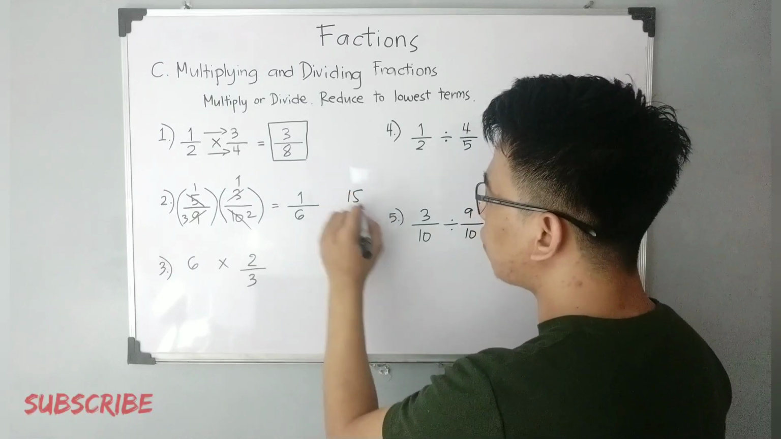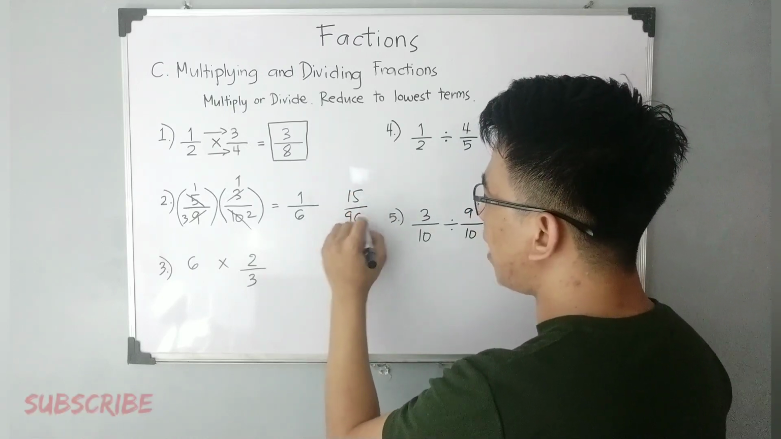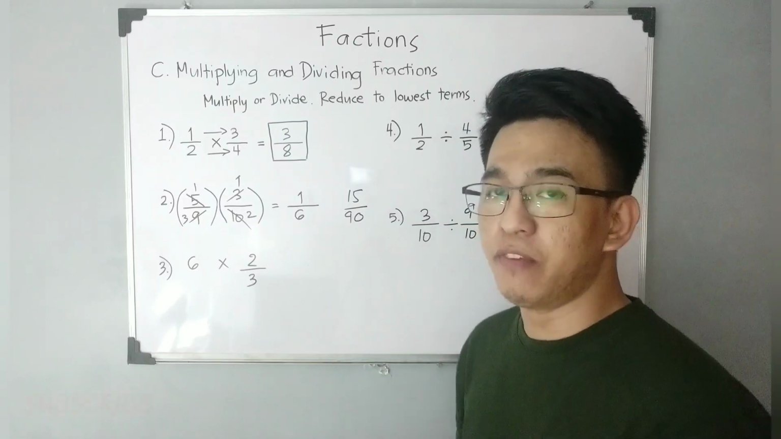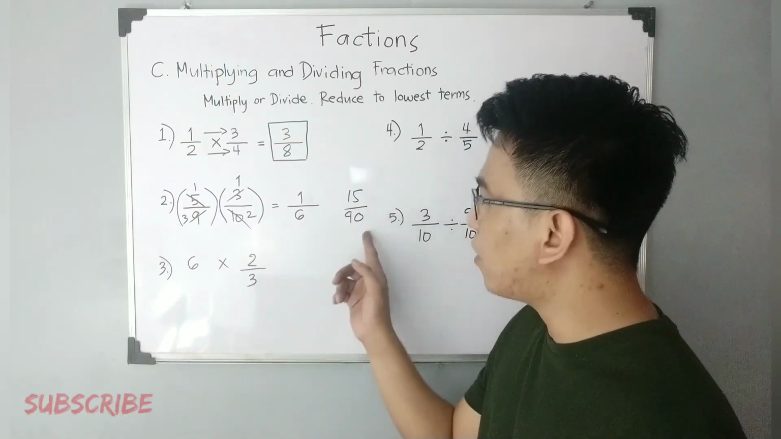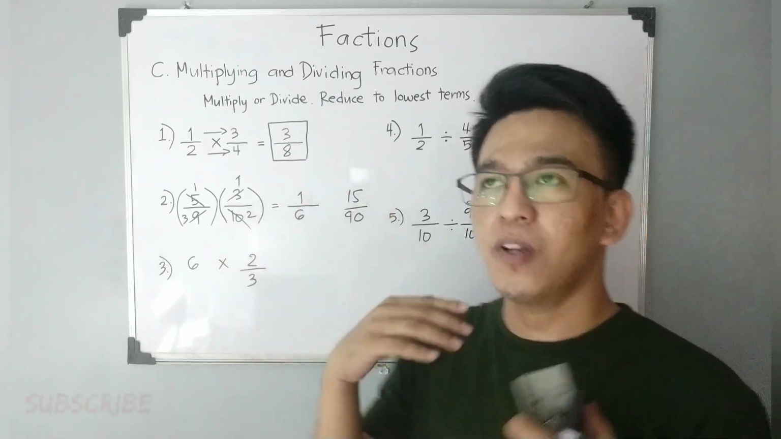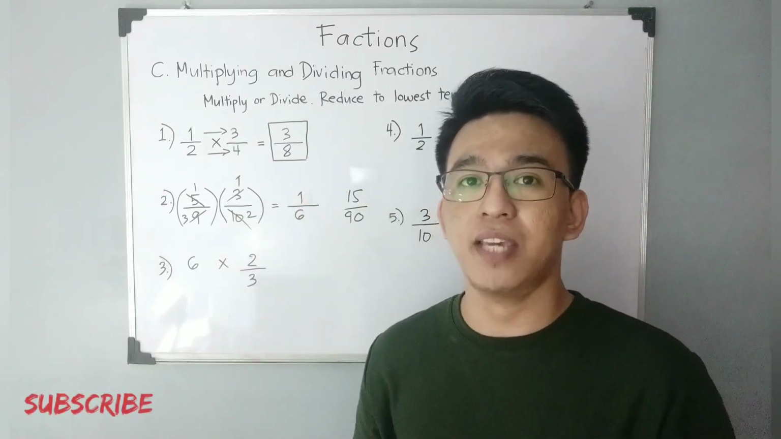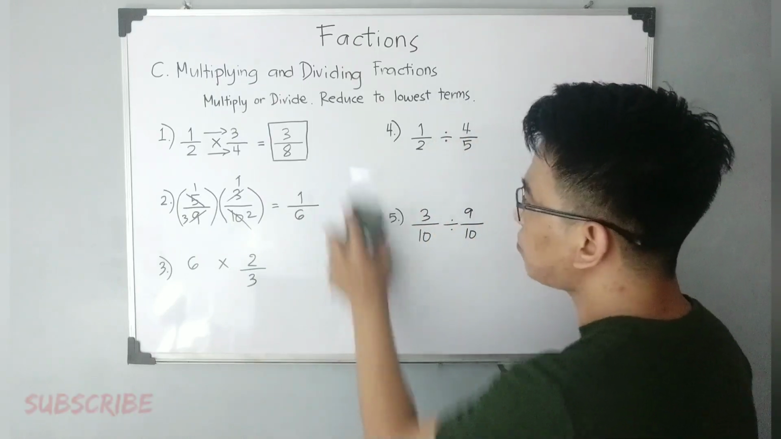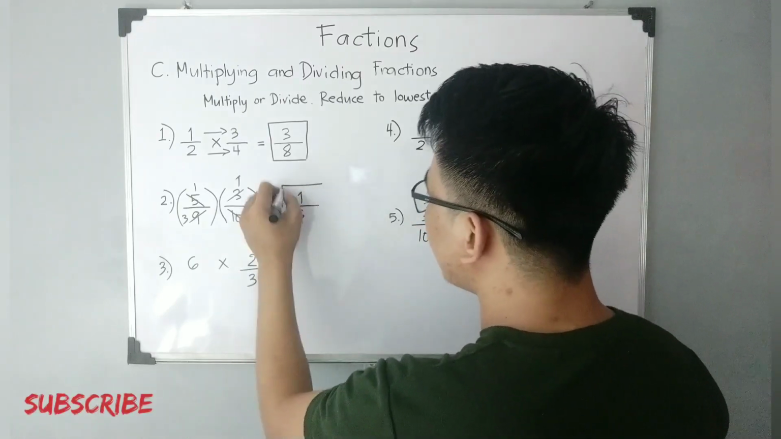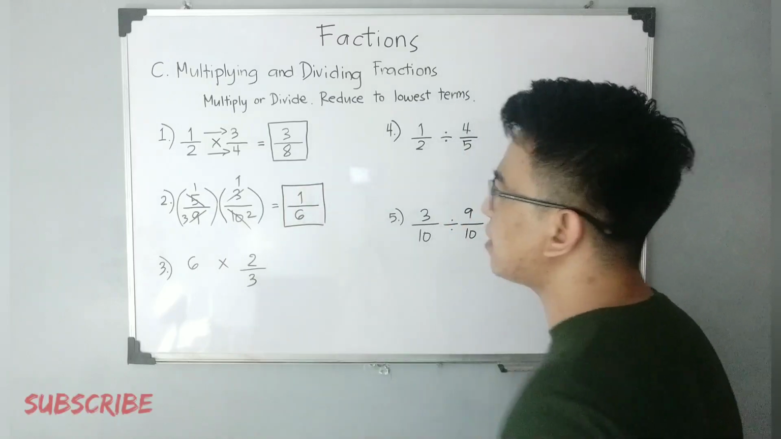Compared sa 15 over 90, maiisip nyo pa kung ano yung simplified form or lowest terms nila. Pero do not worry kasi pwede nyo rin gawin to at pwede rin naman to. Kung ano yung mas madaling way para sa inyo sa pag-multiply ng fractions. So, we can declare 1 over 6 as your final answer.